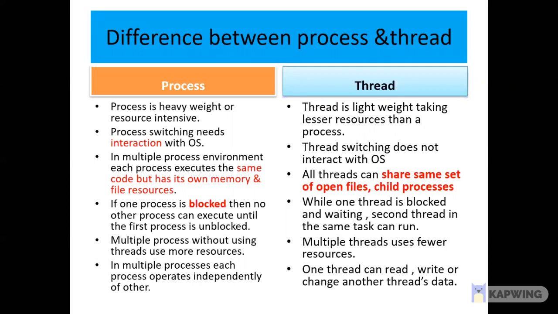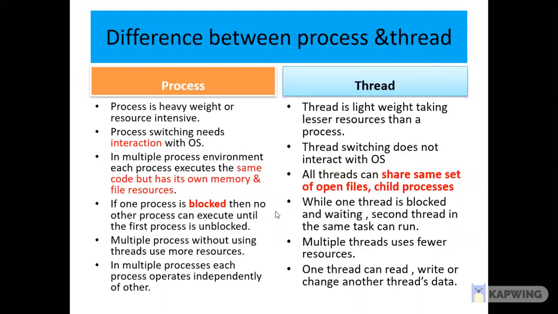In a process, A and B are two different classes. If you want to go to class B, it requires the permission of the HOD, for example. So this is the interaction with the OS. Process switching needs interaction with the OS, and thread switching does not. In a multiple process environment, each process executes the same code but has its own memory and file resources. All threads can share the same set of open files and child processes. So sharing is possible among threads, and processes do not share memory. That is the third difference.